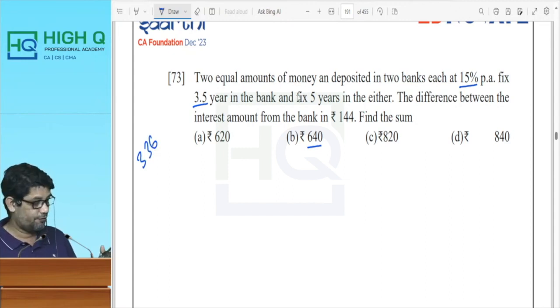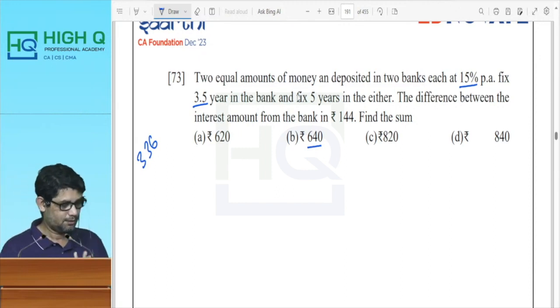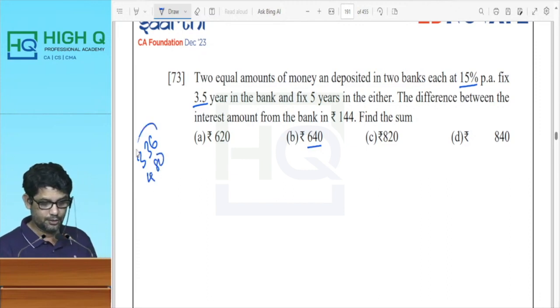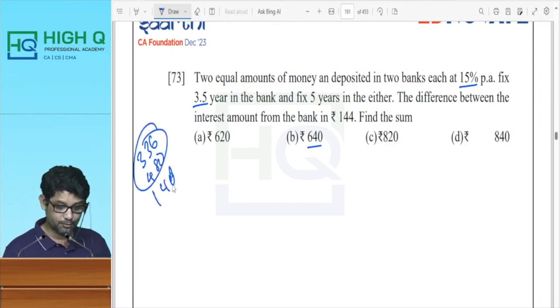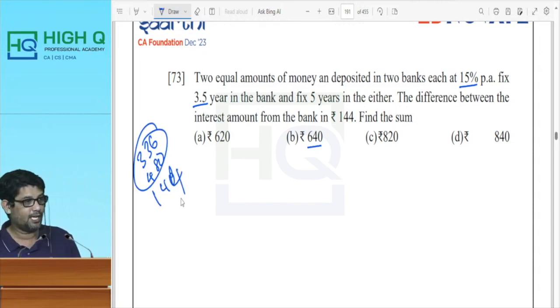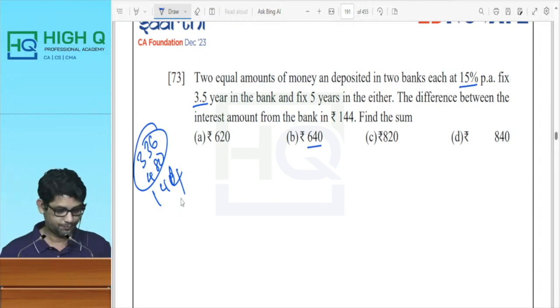Second one for 5 years. What is it? 640 into 15% into 5, that is 480. So what did you get? The difference is 144. Am I right, my dear? Say yes or no?